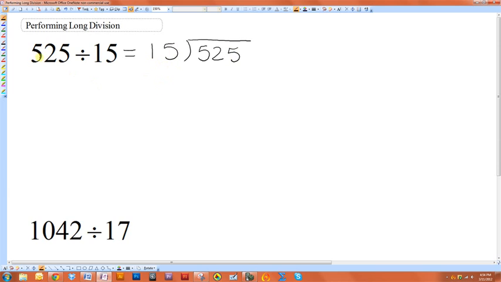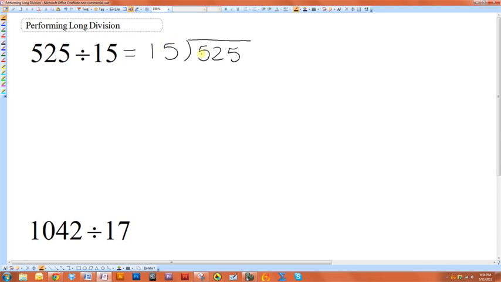So what we're doing is we're saying 525 divided by 15 is equal to, and this notation is saying 15 goes into 525 how many times. Now we're going to write the result up here, and it'll be known as the quotient. The way you do this is you look at this number and you ask yourself, how many times will it go into the first digit?